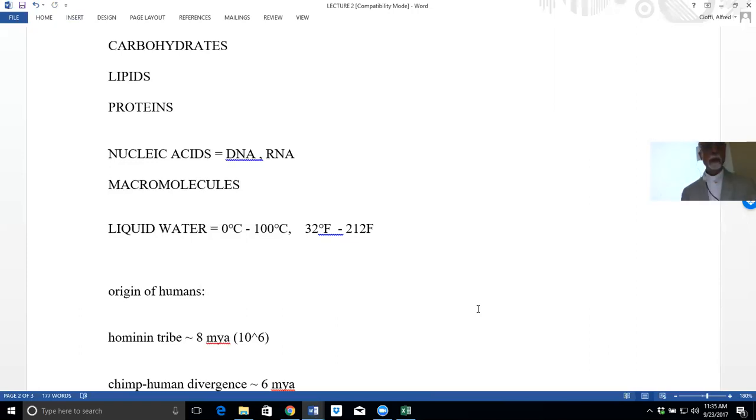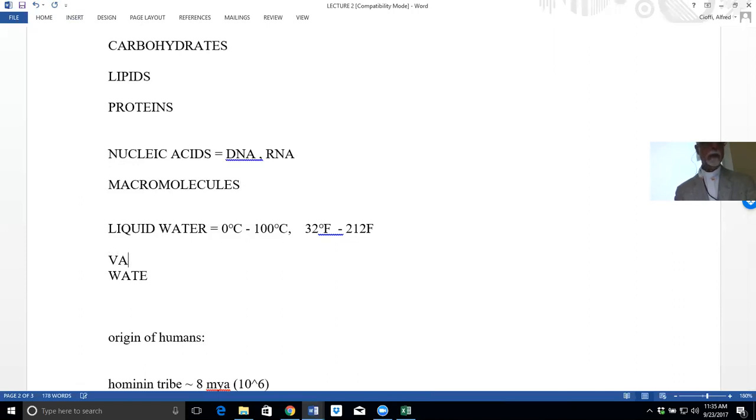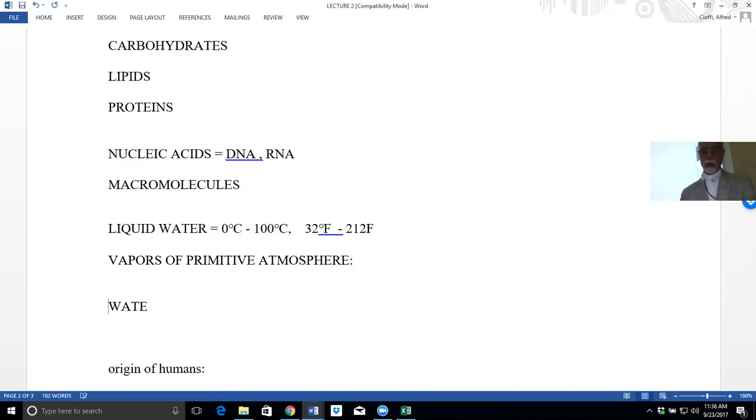So again, let's list them here. These are all vapors, right? Vapors. The primitive atmosphere. All right, so water vapor is going to be H2O, then ammonia, NH3.